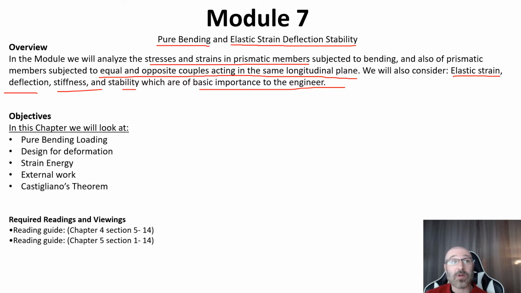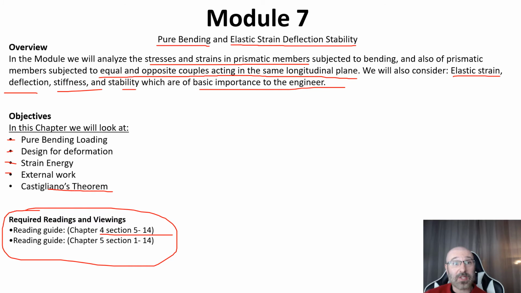And then we're going to consider elastic strain, deflection, stiffness, and stability, which these are areas of very much importance to the engineer. So within this module, some objectives we have right here: take a look at pure bending loading, review some of the stuff we saw in ME 14, go over some of the governing equations and theories, talk about the design for deformation, look at strain energy, external work, and take a look at this theorem here as well. So this is going to relate back to chapter 4, the rest of that reading section there, sections 5 through 14, and starting and finishing chapter 5, sections 1 through 14.